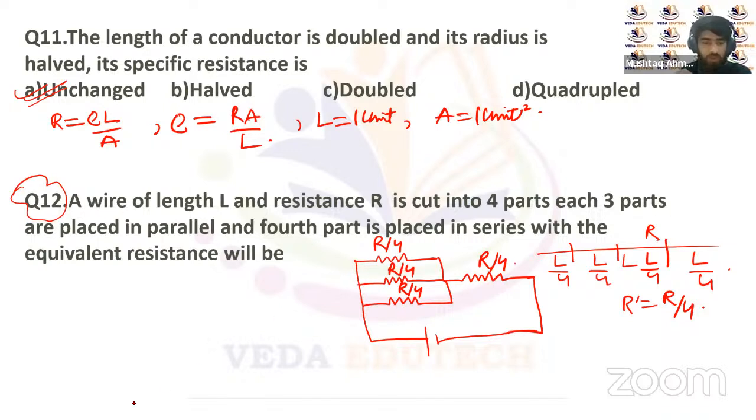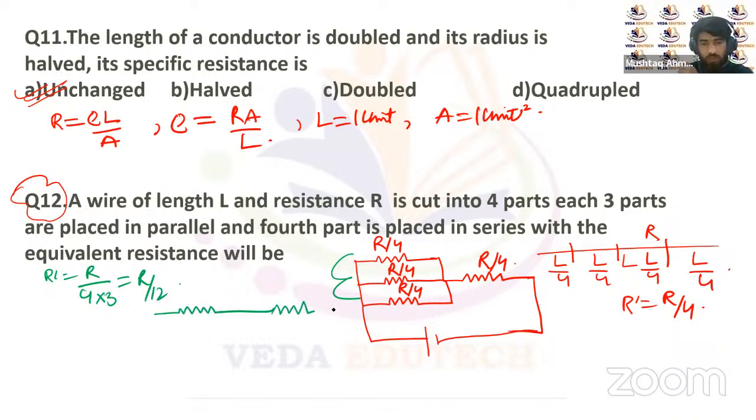Now calculating the equivalent of these three resistors, they are in parallel. We know that when n equal resistors are in parallel, the equivalent resistance will be R upon n. So their equivalent R dash will be R upon 4 divided by 3, which is R upon 12. So these three resistors have an equivalent resistance equal to R upon 12.